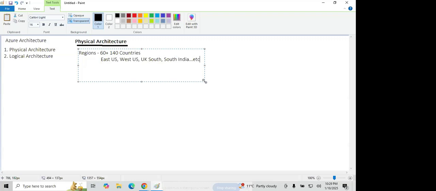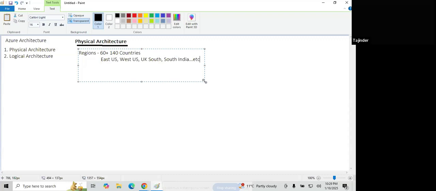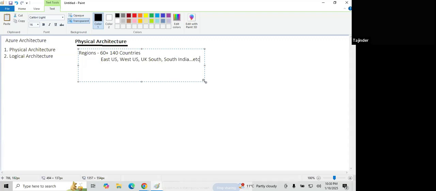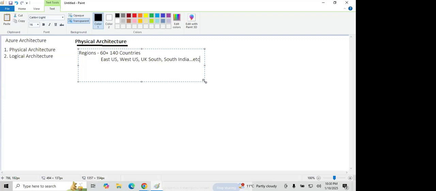A region is nothing but a group of data centers which are in close proximity to each other. Just like we have buildings in business parks close to each other, 50 meters away, 100 meters away, 200 meters away, we will have data centers close to each other. It is quite possible that in one country they may have multiple regions. For example, if we talk about India, there are four regions. If we talk about the US, there are multiple regions because there is a huge requirement. So there is East US, West US, East US 2, West US 2, South Central US, and so on.